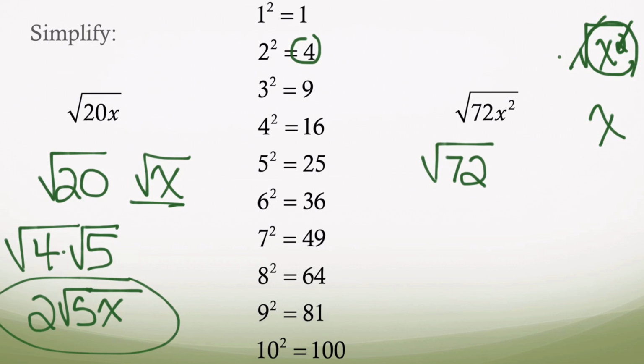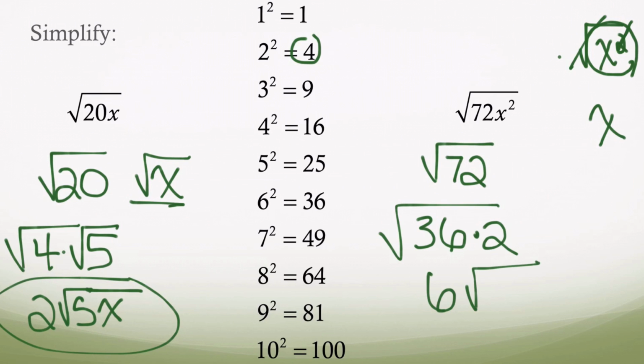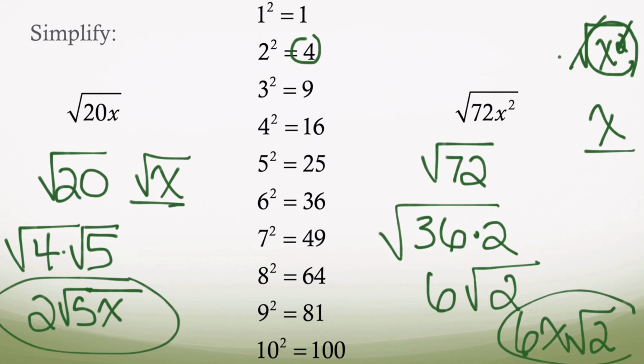Now let's look at the square root of 72, that portion of it. The square root of 36 times 2, which is 6 the square root of 2. Okay, let's put this answer together. I have 6 on the outside, I have x on the outside, and a square root of 2 left over.